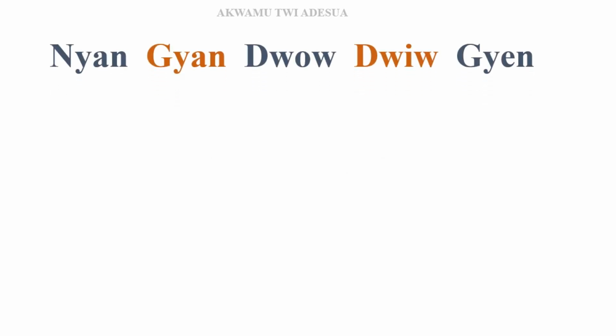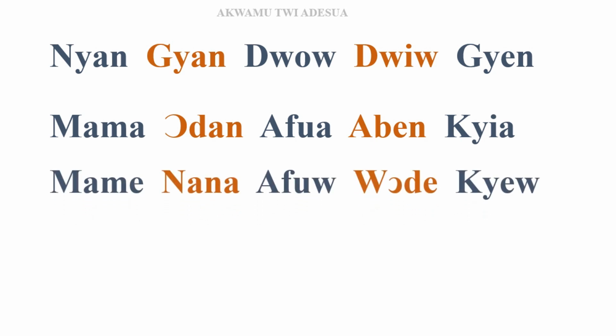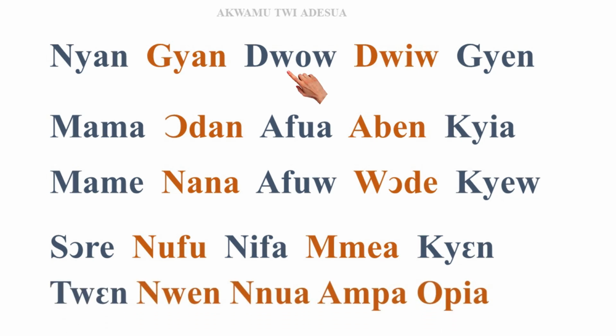We are looking at 4-letter words. Here we have N, J, A, N, Nyang, to give us Nyang. Then the G, and then the Y, which is the G, and then the J, and the A, and then N, we also get Jang. Then the D and the W and O and W will give us Joe.